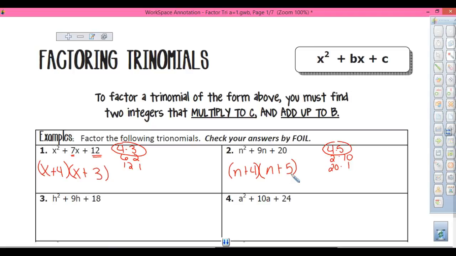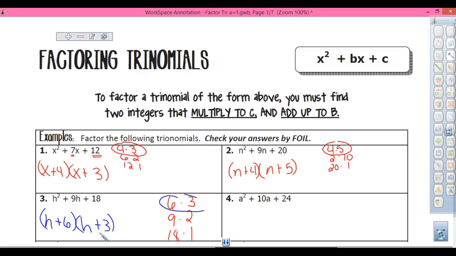Okay, what are my options for 18? 6 and 3, what else? 9 and 2, so 6 and 3, 9 and 2, 18 and 1. Do any of those add up to 9? 6 and 3. So we know we're going to use 6 and 3. So h plus 6 and h plus 3.